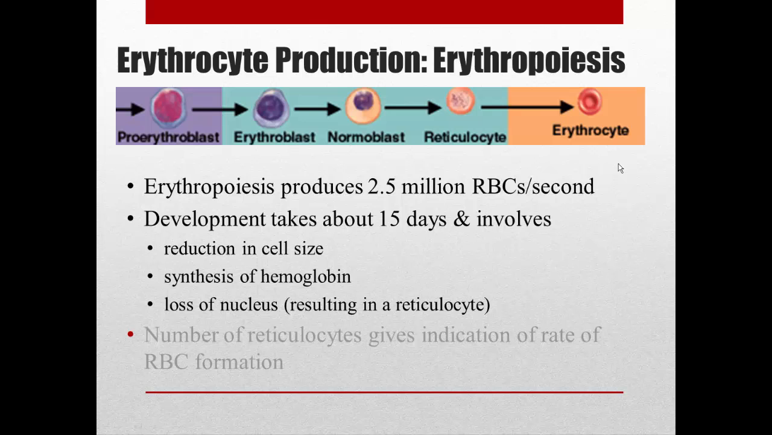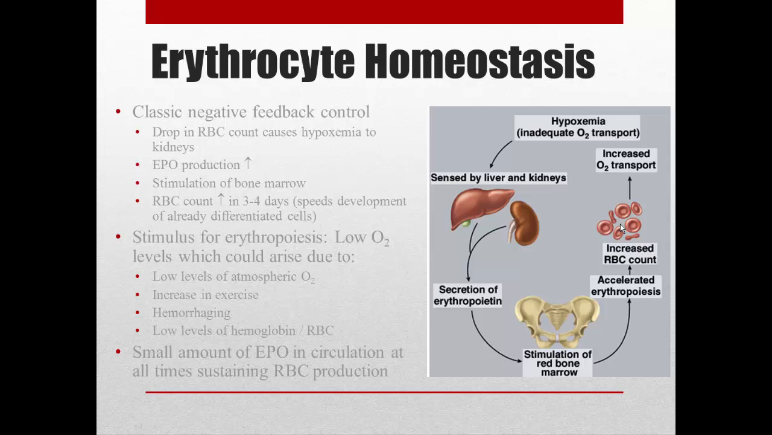So as we go left to right, the cells get smaller. Also, you can see that we've lost the nucleus. By the time we get to the stage called the reticulocyte, the nucleus is gone, or you only see little fragments or leftover parts of the nucleus. Those reticulocytes will go into circulation, and you can count those as well when you do a blood cell count, and that will give you an idea of the rate of red blood cell formation.